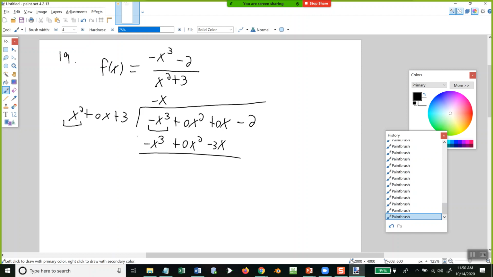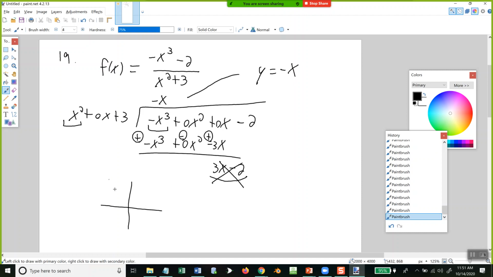Going to subtract that, which means flip signs. Negative x to the third plus x to the third drops away. 0x squared minus 0x squared drops away. 0x plus 3x is 3x. Now bring down the minus 2. Notice the degree of this is 1. The degree of what I'm dividing by is 2. So this is our remainder, and we drop it. And so our slant asymptote will be y is equal to negative x.